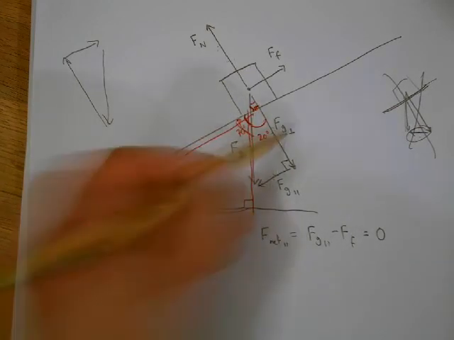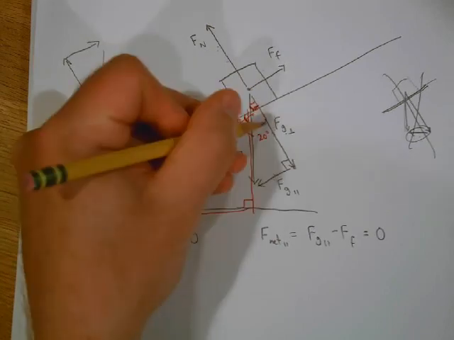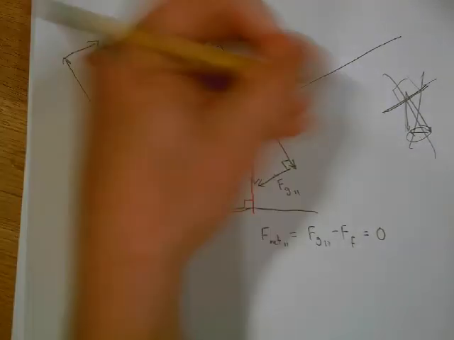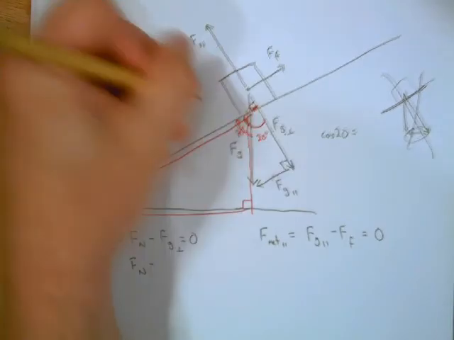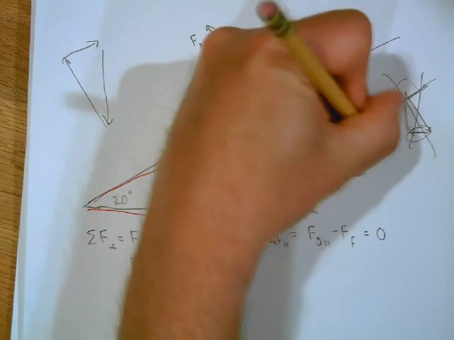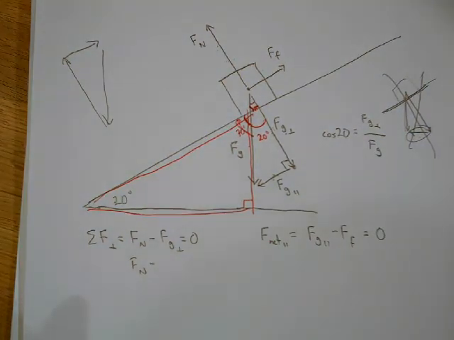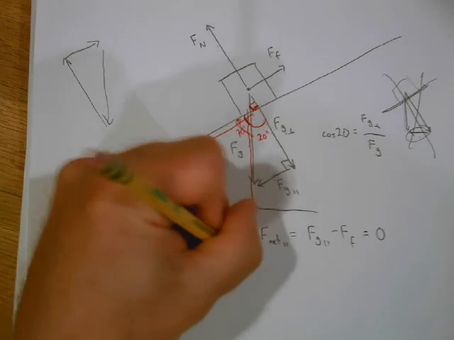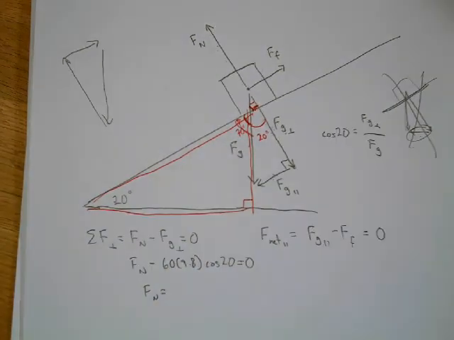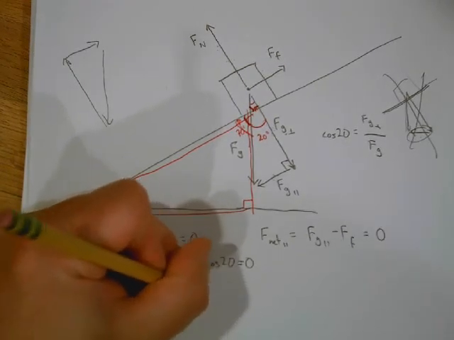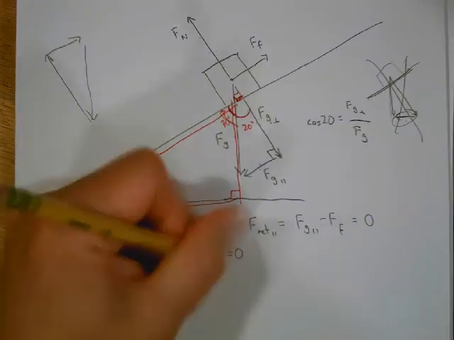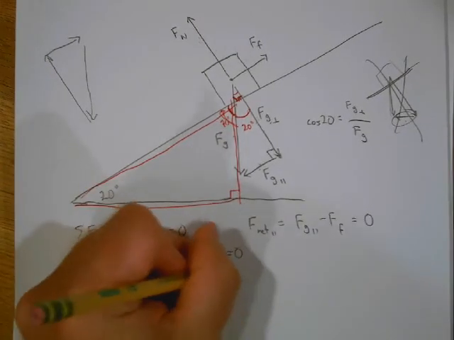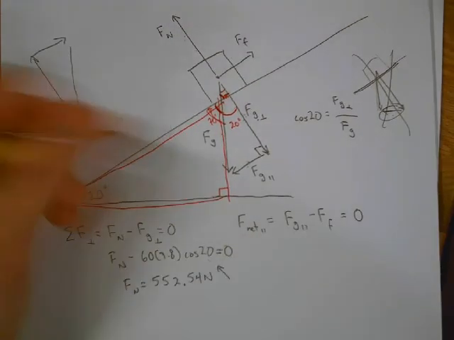Okay, so now let's plug our stuff in. FG perpendicular is adjacent to the angle. Does everybody see that? If you don't see it, think about it this way: cosine of 20 equals adjacent, FG perpendicular, over FG. Which means FG perpendicular equals FG times cosine 20. In this case, it would be 60 times 9.8 times cosine of 20 equals 0, and then I can solve for the normal force. If I do 60 times 9.8 times cosine of 20, I get 552.54 newtons, pointing kind of that way.